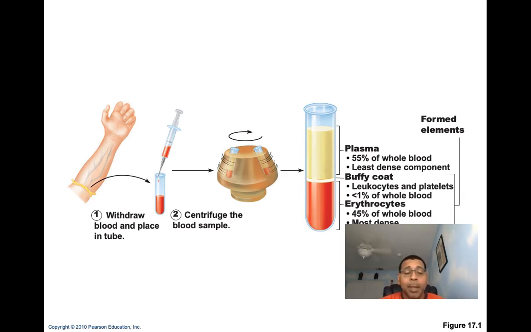Next is the plasma. Plasma is the non-living fluid matrix. Remember we talked about different characteristics of connective tissue, and matrix was one of those components. The plasma suspends the formed elements. It's kind of straw colored, as we can see here. It is straw colored, and we'll talk more about that.